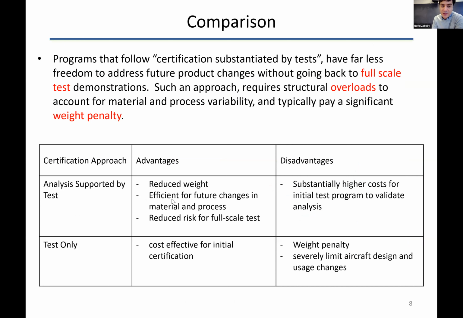You have two options for certification. Advantages, disadvantages. If you do analysis supported by tests, you have less weight at the end. If you don't do it, there's a weight penalty. You have to increase the weight of your structure because you're less confident, let's say, about the design. But then test only is typically cost effective for initial certification. The other one, you have to pay substantially higher costs for the initial test program. Much longer, a lot more cost. But then it reduces the risk for full-scale tests, which are quite expensive to do. The example I gave for Airbus A350, and future changes are much easier.